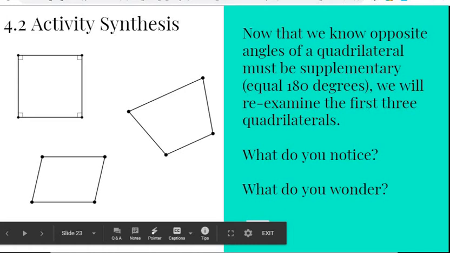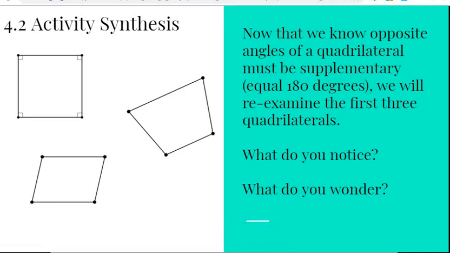Okay, hopefully you found that those two angles, alpha and beta, those measures, equal 180 degrees. And we should know that the opposite angles of a quadrilateral must be supplementary in order for the quadrilateral to be circumscribed with a circle, with a circle going through all those vertices. So the opposite angles have to be supplementary, have to equal 180 degrees.